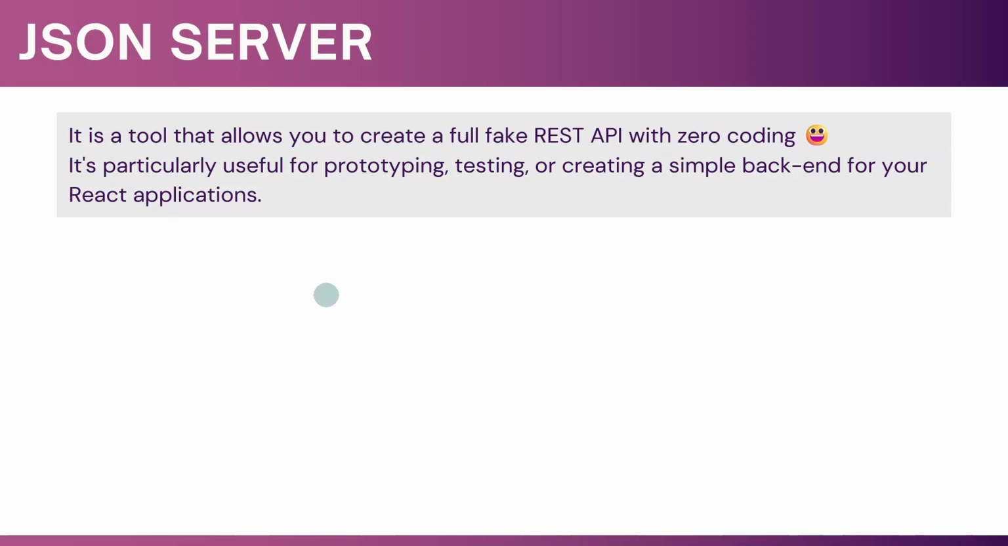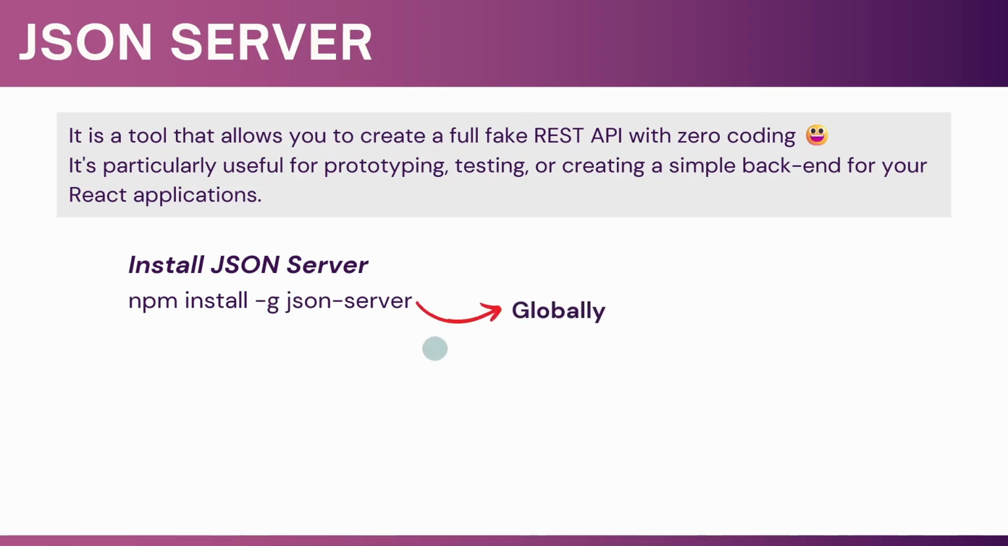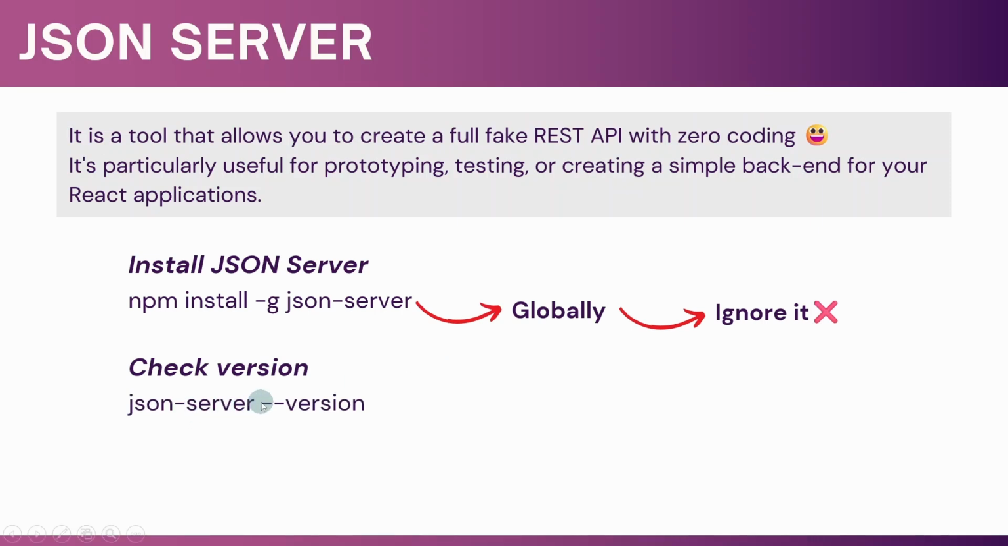So to create your fake API, you should follow these steps. First, you should install JSON Server, and in the terminal you will run this command: npm install -g, which stands for global, and then json-server. Previously, if you have already installed it globally, then you do not have to install it again; you can simply ignore this command. To check whether JSON Server is installed or not, you can check the version by using the json-server --version command. Once you give this command, you will get a version number. If you got some number, that means JSON Server is installed on your system. If not, you can install JSON Server by running this command.